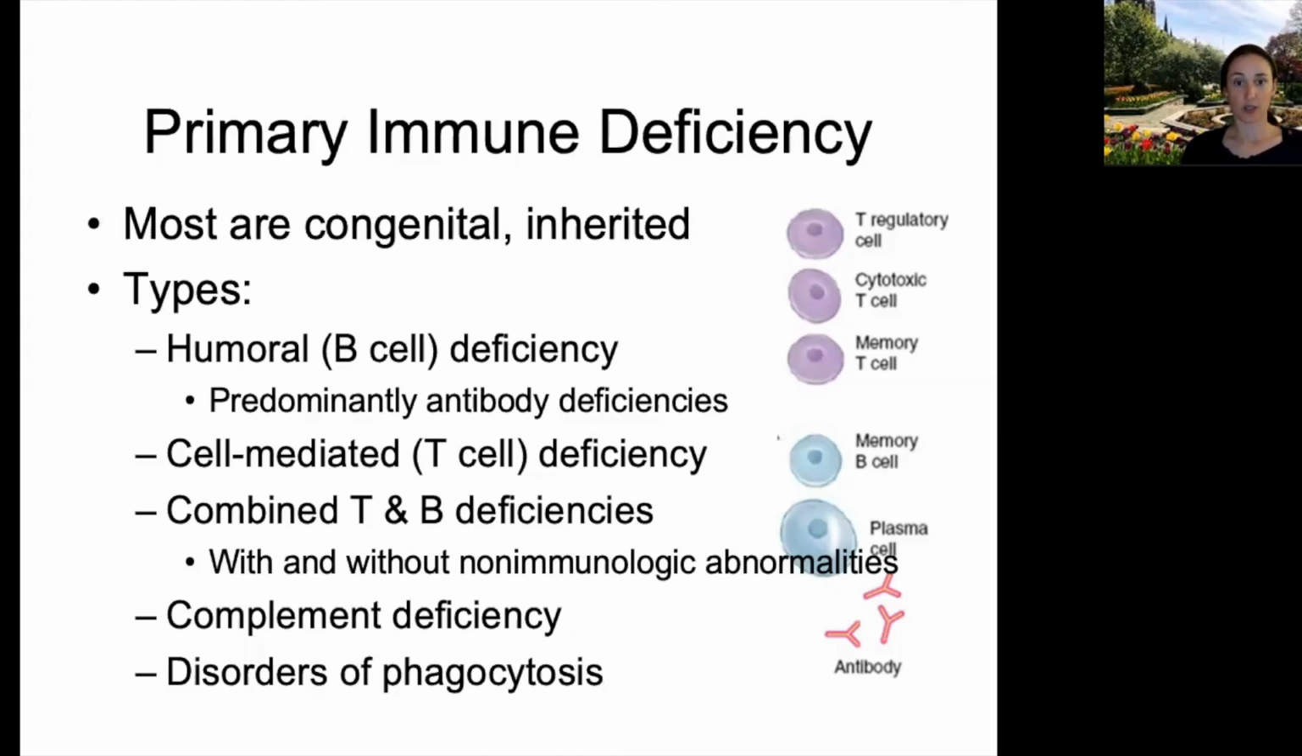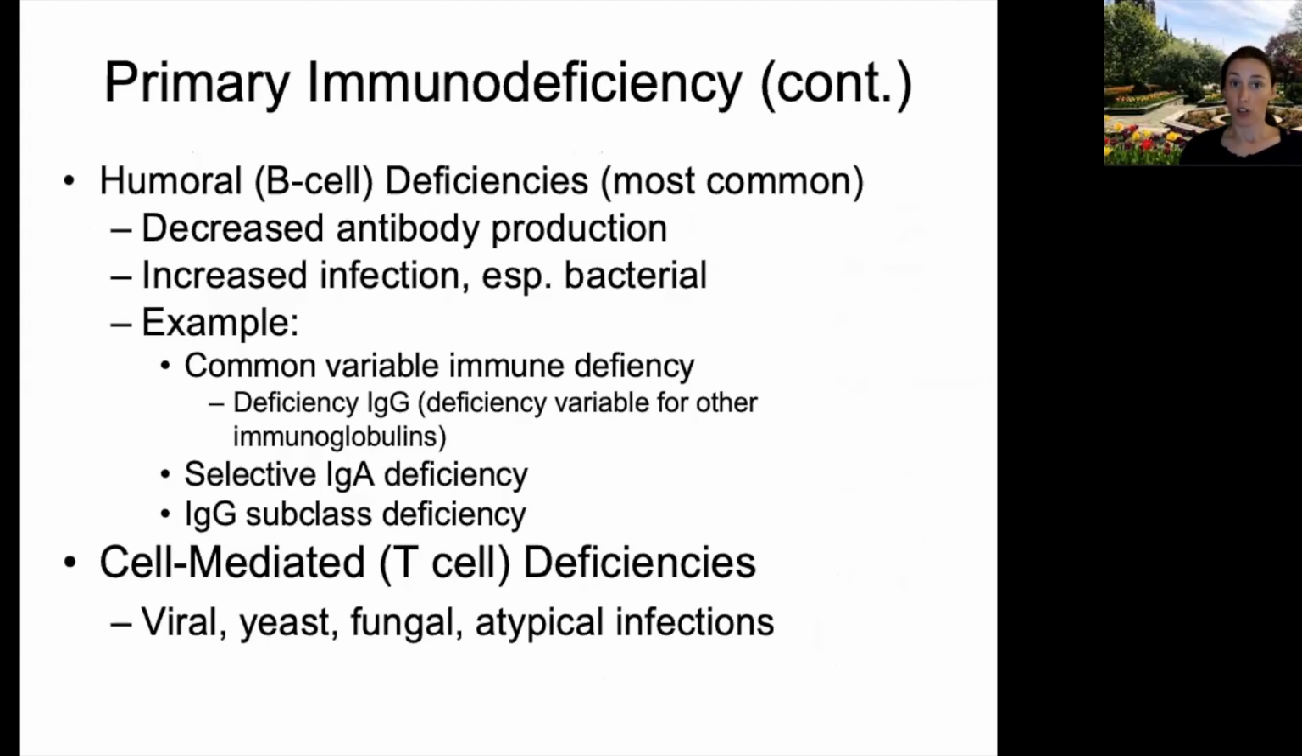The types include humoral or B cell deficiency, and it's predominantly antibody deficiencies. There's also cell-mediated or T cell deficiency, or a combined T and B cell deficiency with and without non-immunological abnormalities. You could also be deficient in complement, as well as disorders of phagocytosis. Now, humoral or B cell deficiencies are the most common.